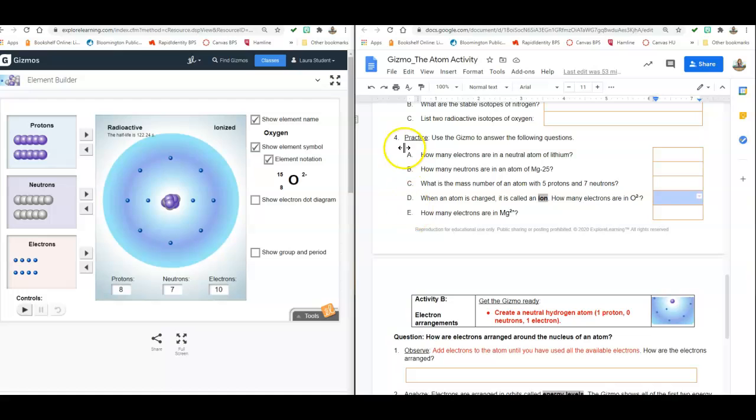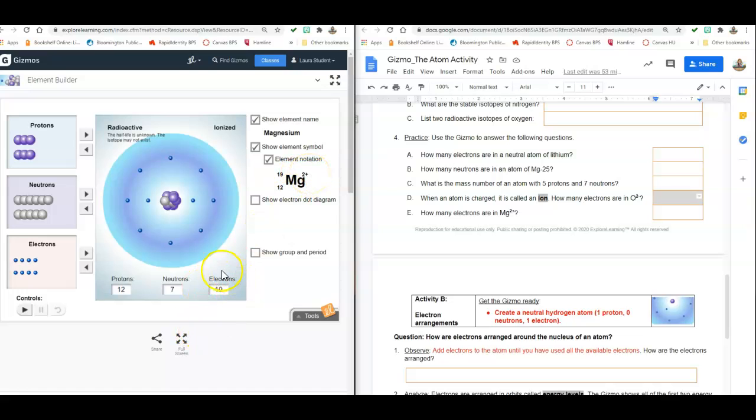All right, let's take a look at 4E. It says how many electrons are in magnesium 2-? So let's add a proton and make it magnesium. Oh, add several protons. And it looks like magnesium is already at a 2+.